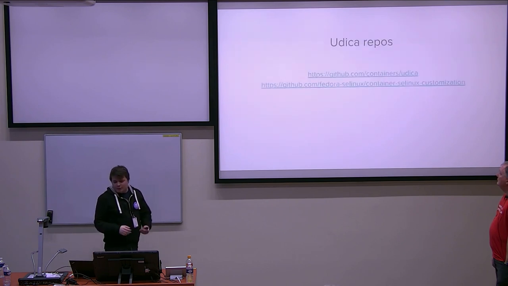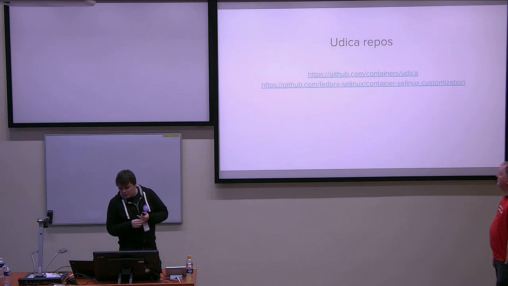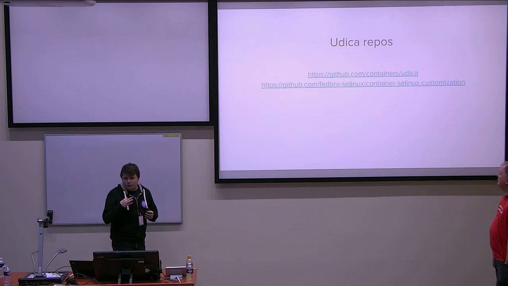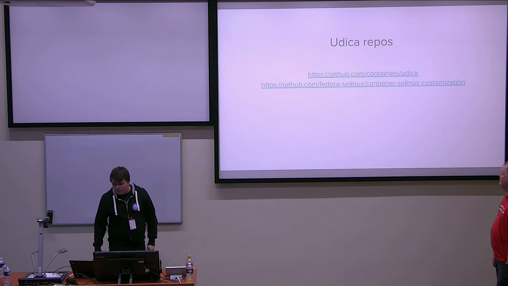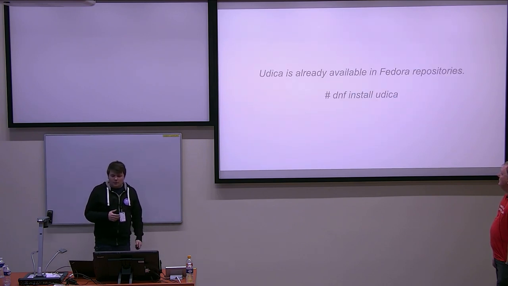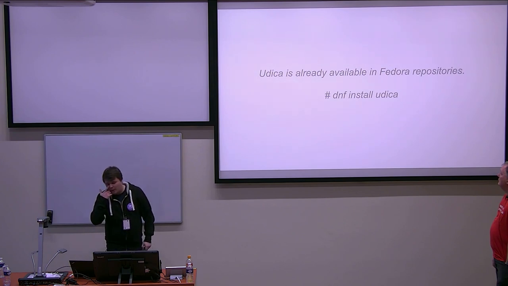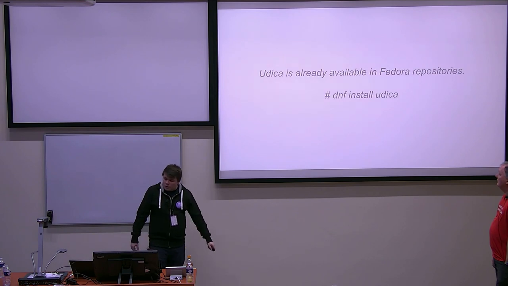So these are the udica repositories. The first one has the sources, and the second one has a proof of concept of how these blocks work. If you are interested, feel free to read it. Also, udica is already available in Fedora repositories, so all you need to do is dnf install udica.